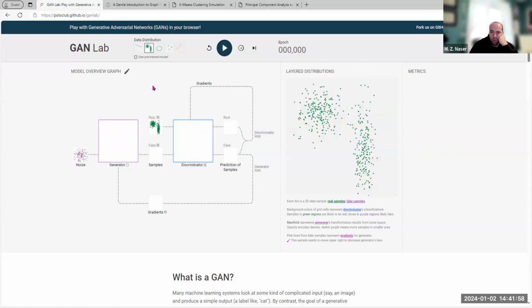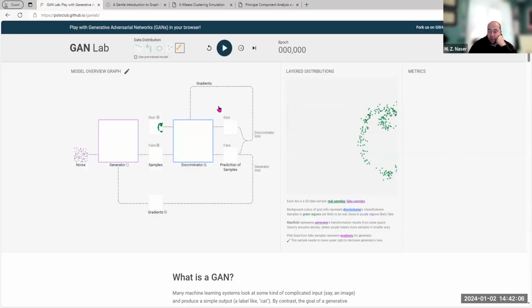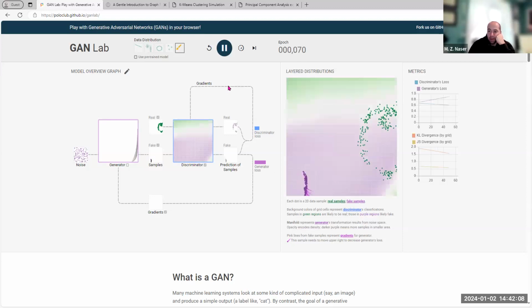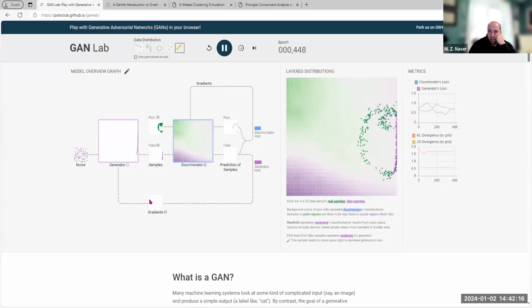You could try different data types. I believe you could also draw your own shape. You can apply this and try it, and it might take a while to get there, but it does it. You could use a pre-trained model as well to make things a little bit faster. You can see the gradients, there we go.